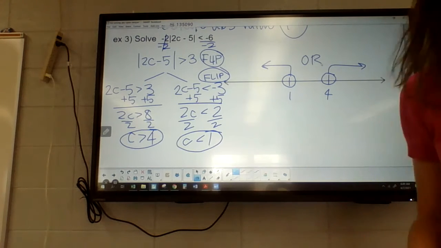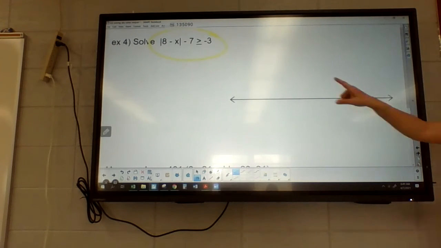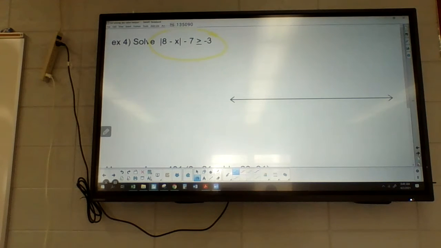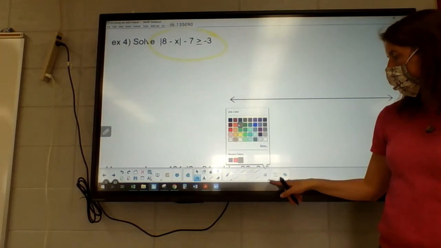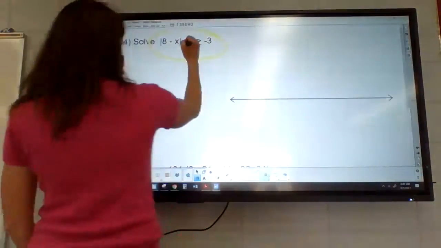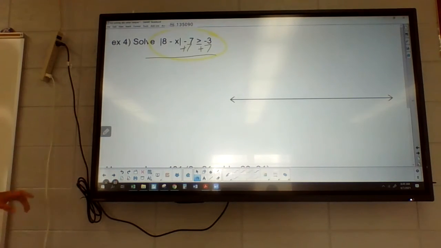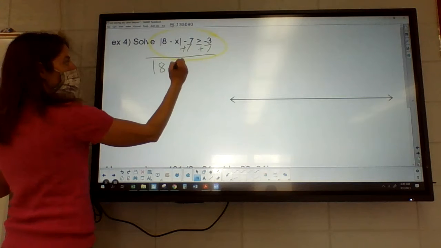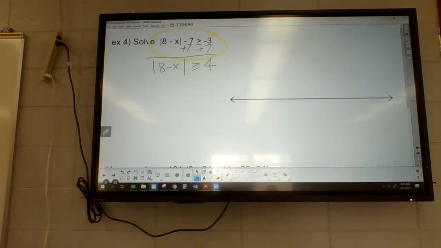All right, we have one more question here to do, and this is the one that I changed the problem. So if you didn't notice, I made that a -7 to begin with. So again, before we start this problem, we're going to have to isolate the variable. Or isolate the absolute value, sorry. So move that 7 over first. So we isolated that variable first.